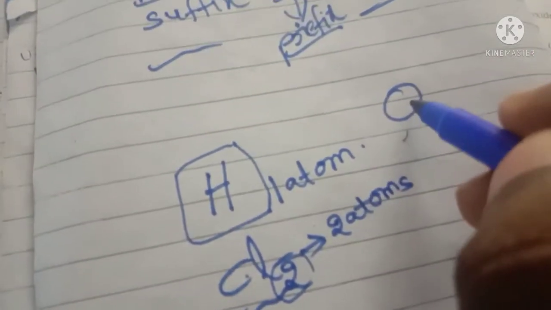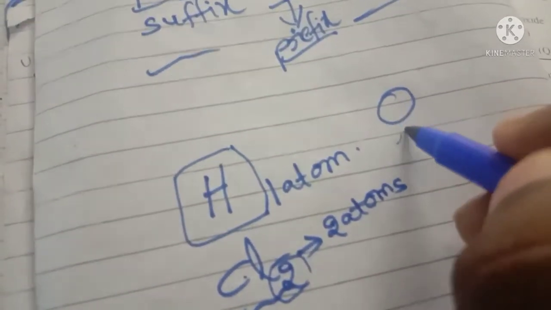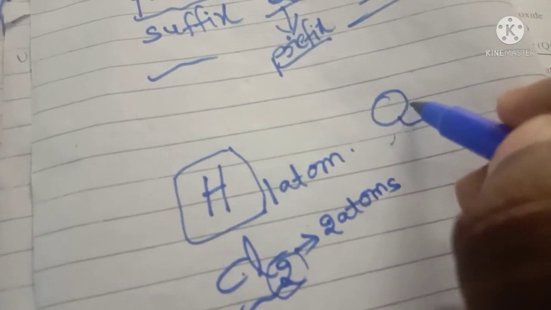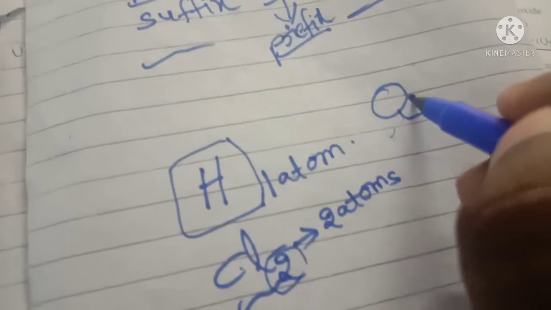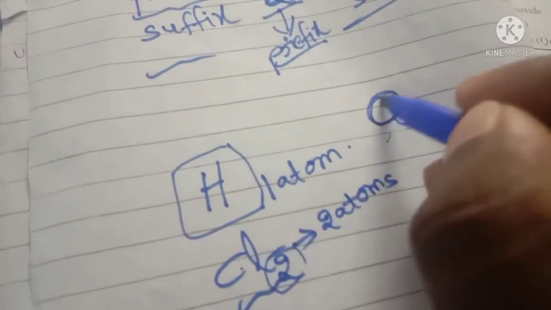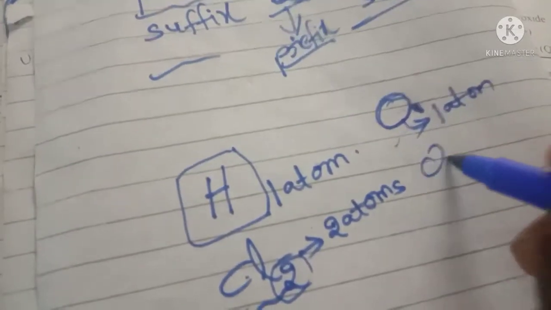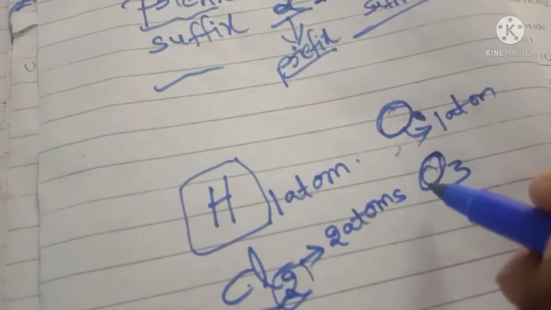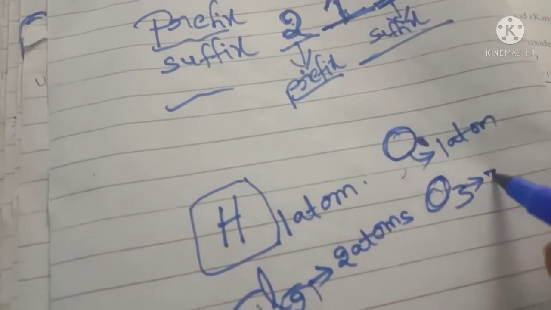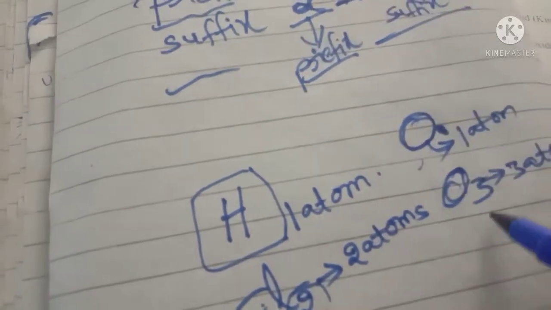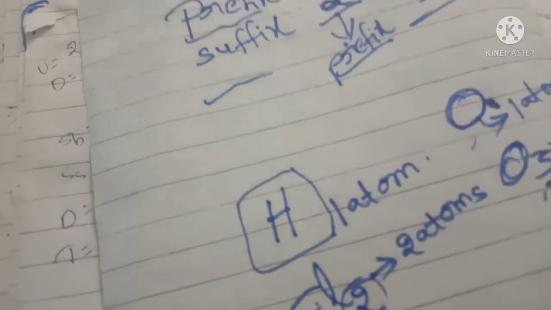How many atoms are there in oxygen? Here the symbol of oxygen is O. How many atoms are there? Only one, suffix 1. If I write 1, or if I did not write any number here, that means only one atom. If I write O3, ozone, O3 means ozone. If I write 3 oxygens, how many atoms are there here? 3 atoms. What is the suffix here? 3. So I think now you understood what is monoatomic.